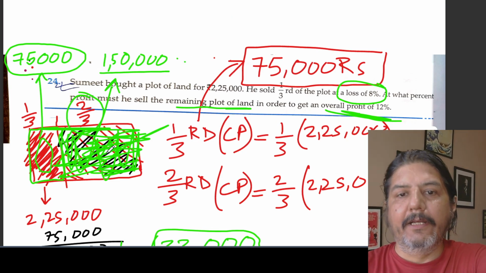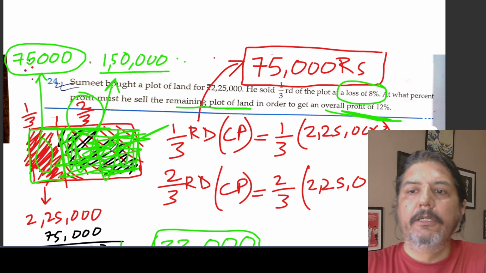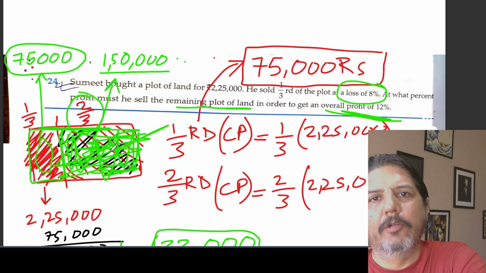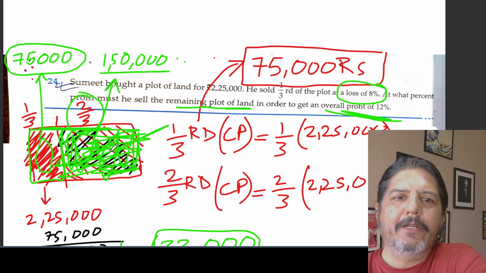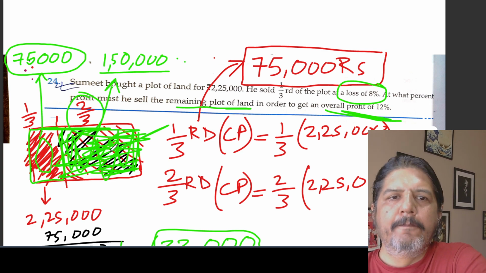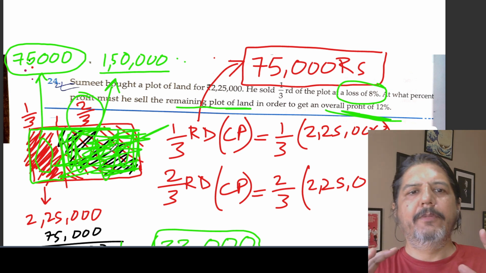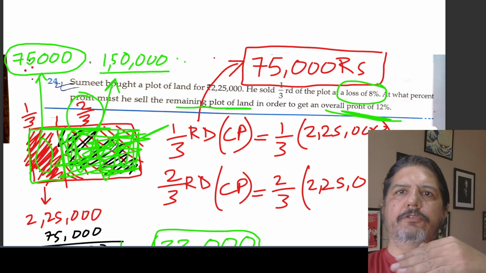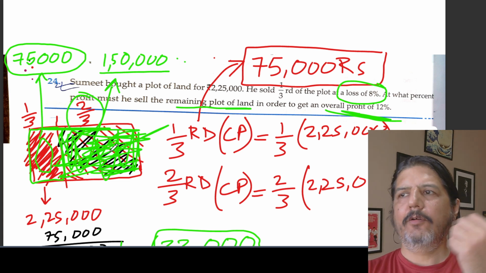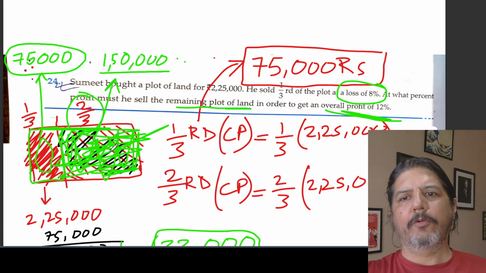This part of the land has to be sold at a profit of 22% so that he gets an overall profit of 12%. So this is a bit complicated question. If you have not understood what I've said, you'll have to review this again. But the crux of the matter is that the one-third was sold at a loss. The other part has to take care of this loss also at an overall profit of 12%.